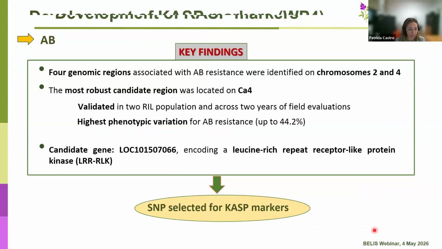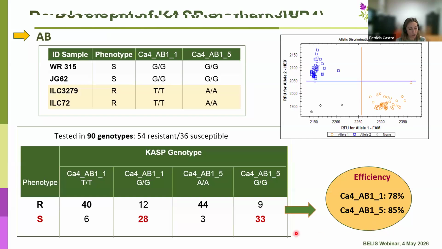To develop the KASP marker, we focused on the region on chromosome 4, since it was detected in both populations and explained the highest percentage of the phenotypic variation. In this table, we have the result of 2 KASP markers, AB1 and AB5, in the parents, and in yellow is the allele that carries the resistant parent, and in white the allele that carries the susceptible parent.